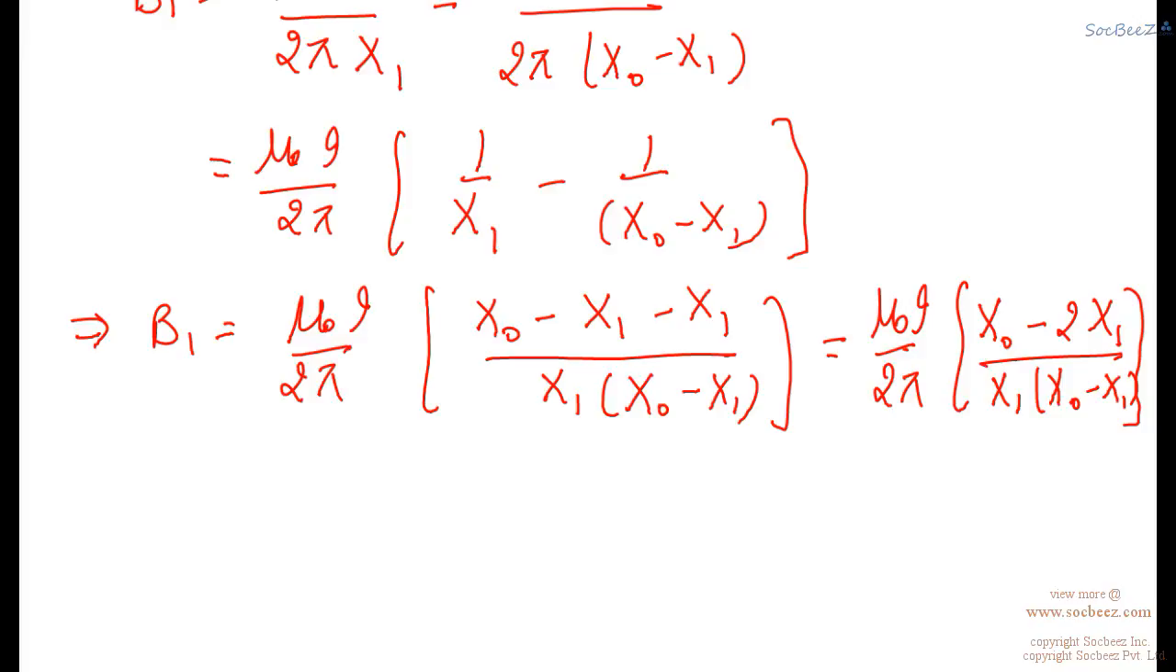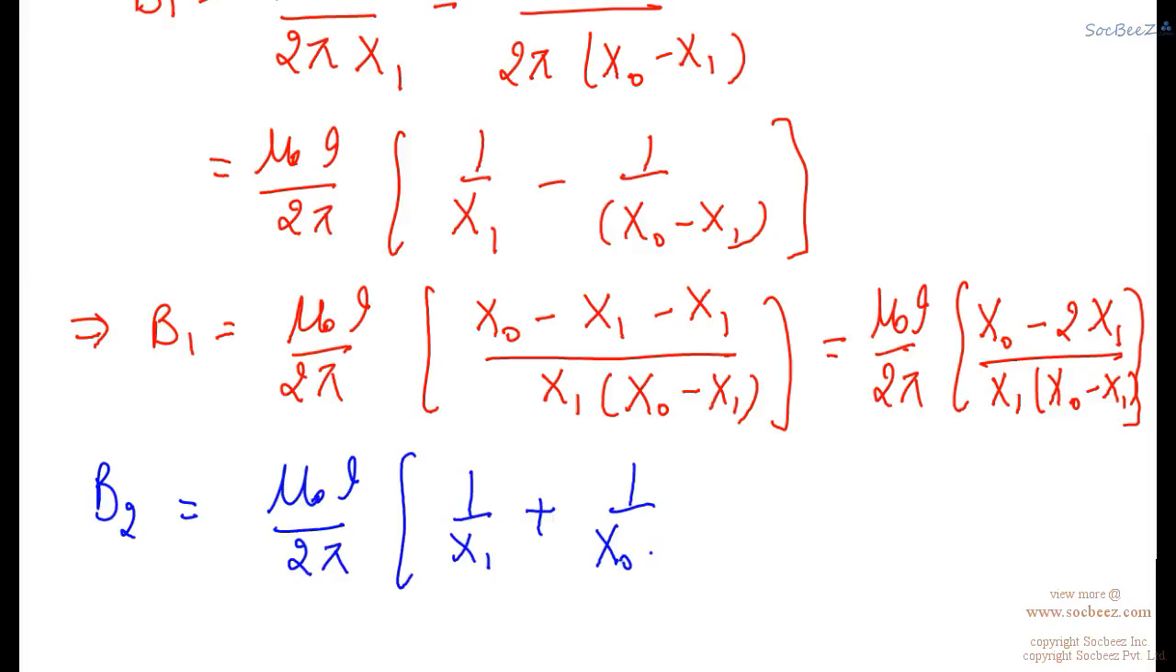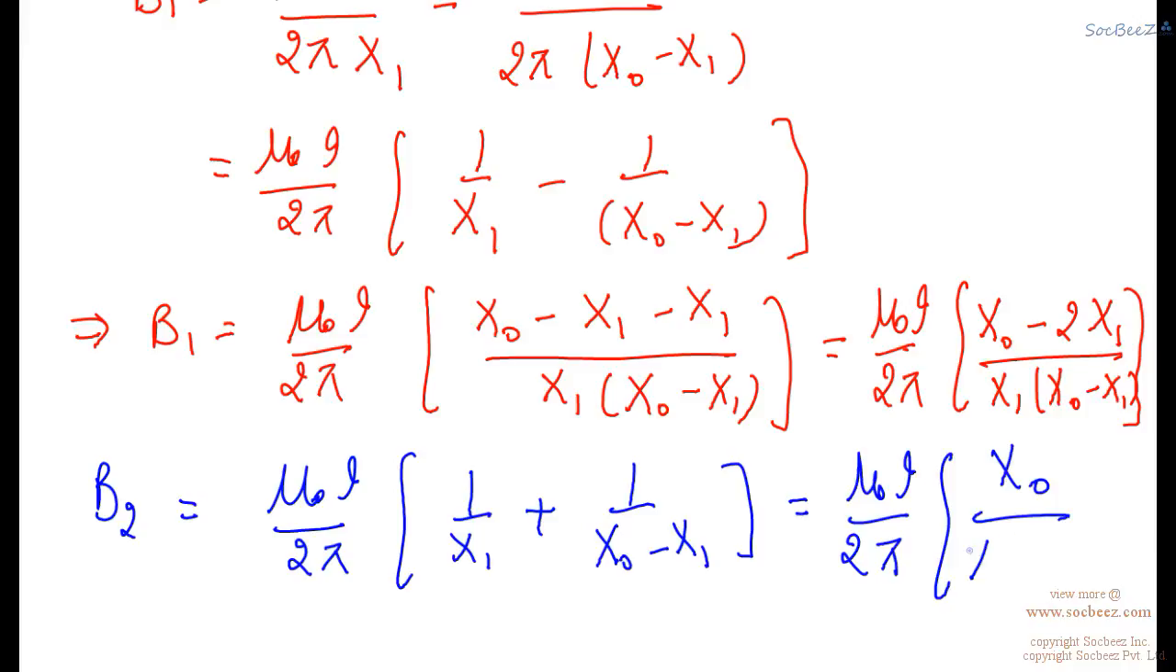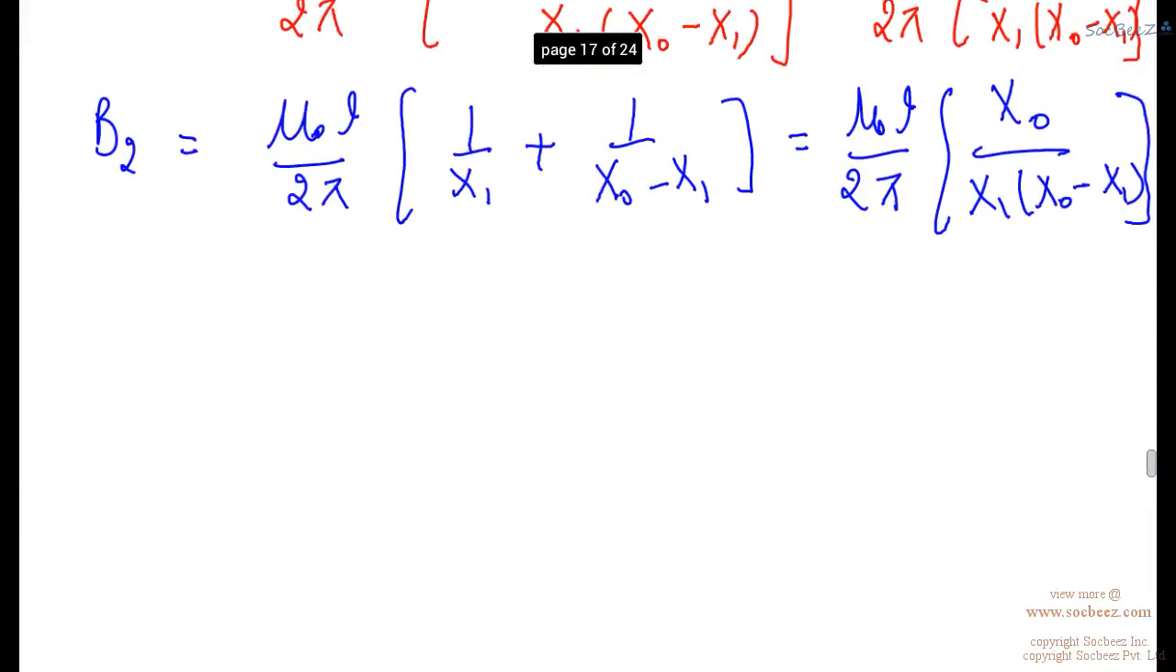Okay, and now B2 here is mu naught into I upon 2 pi 1 upon x1 plus 1 upon x naught minus x1. So this comes out to be mu naught into I upon 2 pi into x naught upon x1 into x naught minus x1.